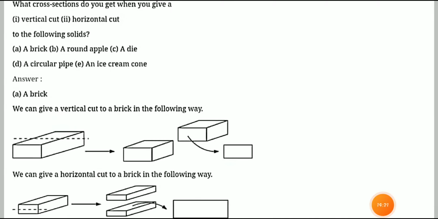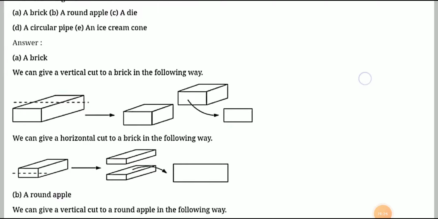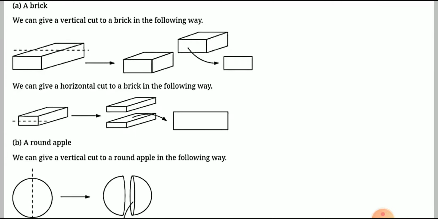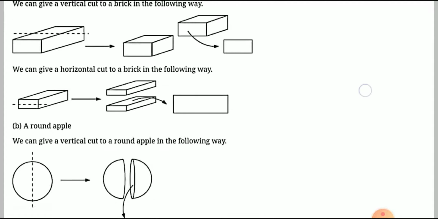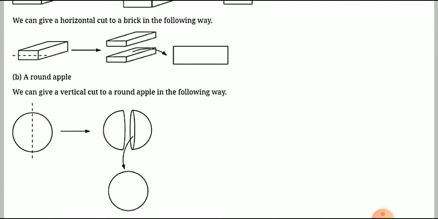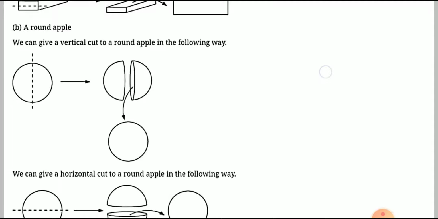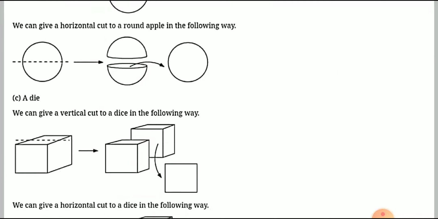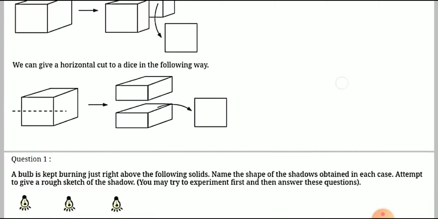Then for a round apple, you can take an apple, cut its shape, a die, a circular pipe. When you cut horizontally, you will get a figure like this, in the form of a rectangle. If you cut a brick horizontally, here also you will get a round shape. If you cut a round apple, a circular apple, then you will see a structure like a circle. If you cut this die, then you will get a structure like a square, in both ways.